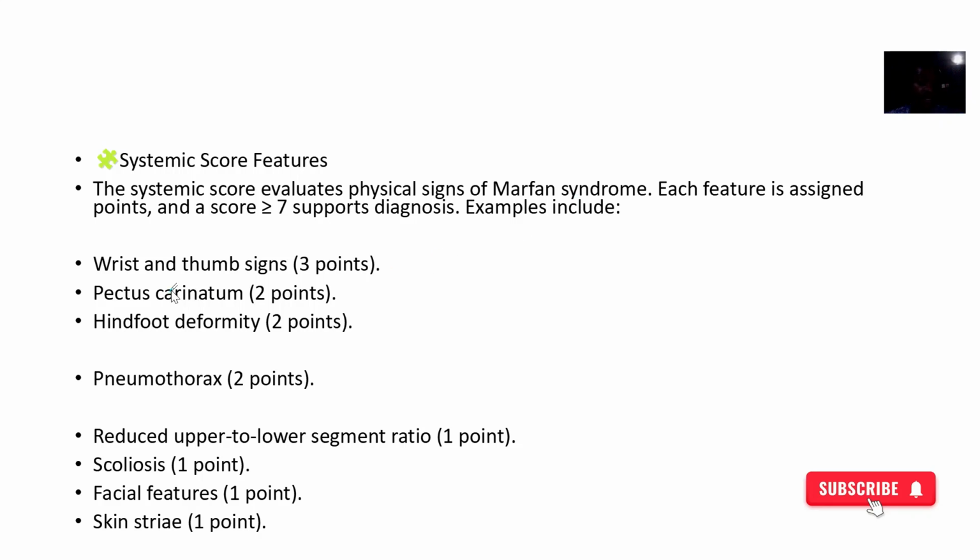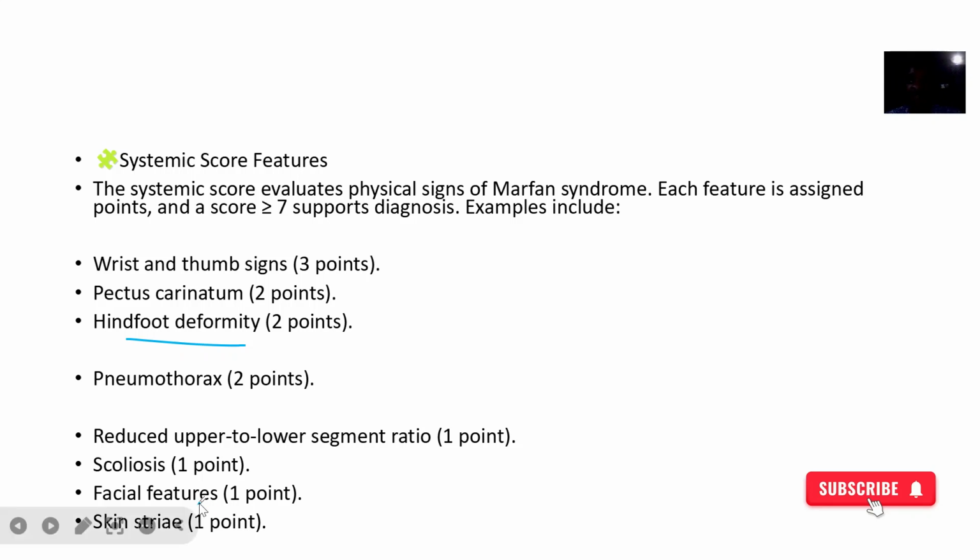If the person has the wrist and thumb signs, that's basically their hands being too flexible, they're able to bend their hand, that is 3 points. Pectus carinatum, 2 points. Foot deformities, 2 points. Pneumothorax, 2 points. Then reduced upper to lower segment ratio, 1 point. The person has scoliosis, 1 point.